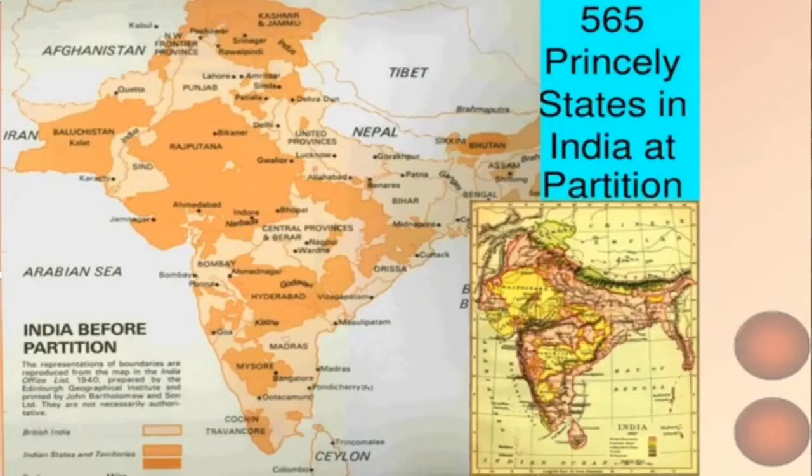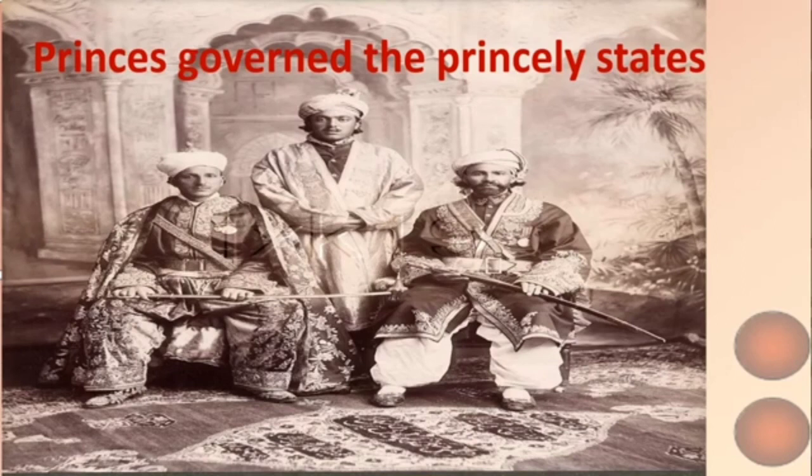You will also see that there were 565 princely states when India became free. So all these orange patches that you can see here, all these were the princely states. Okay, how many princely states were here? There were 565 princely states in India when the partition happened. After India became free, all these people were brought together, and these princely states were governed by the princes. So you can see Rajkumar, as we call them. They were governed by these princes, they were governed by the Nawabs. Okay, so our leaders of those times, they brought all these people together and they made India as one nation.